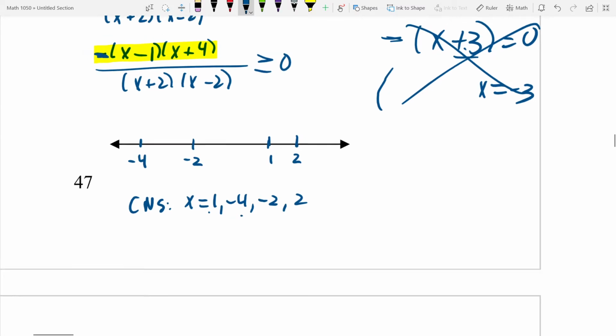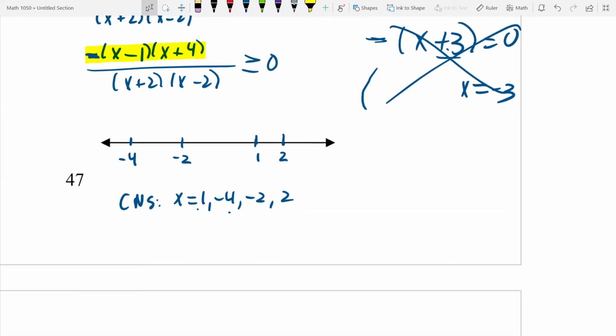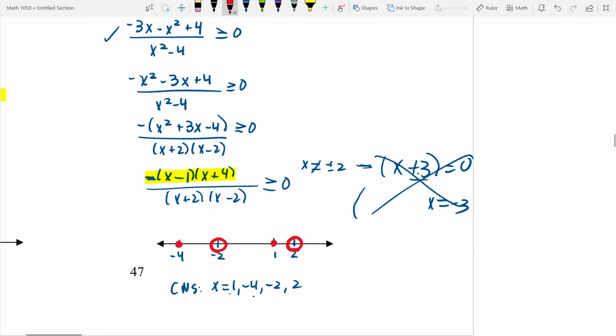All right, I did not do restrictions. Sometimes I forget to do restrictions, and then when I go to do the circles, I'm like, oh yeah, tell me what x cannot be equal to? Plus or minus 2, right? So let's come over here and do a -2 open, a +2 open, and a closed on a -4 and a +1, okay?